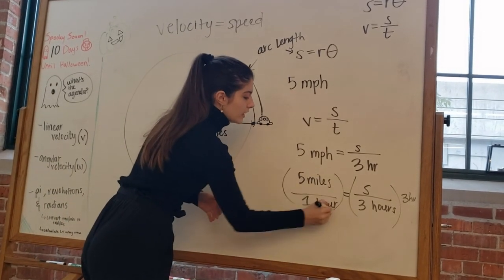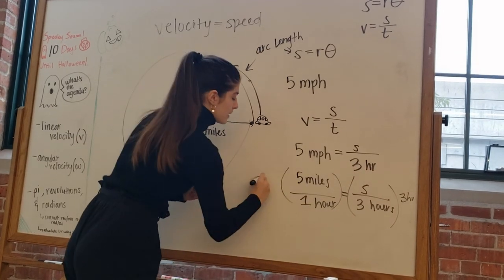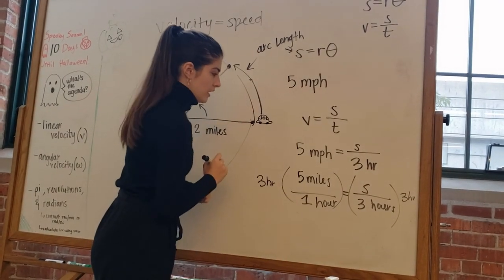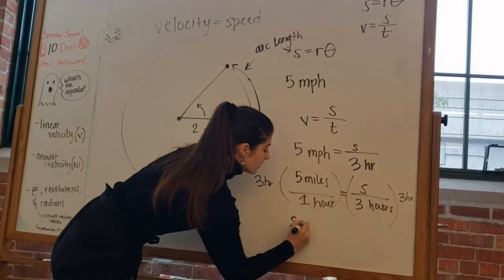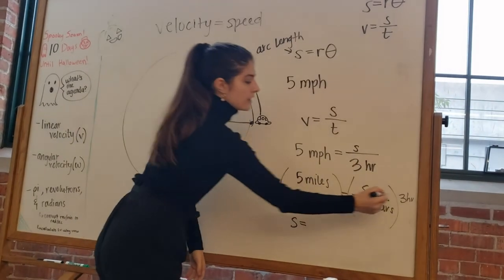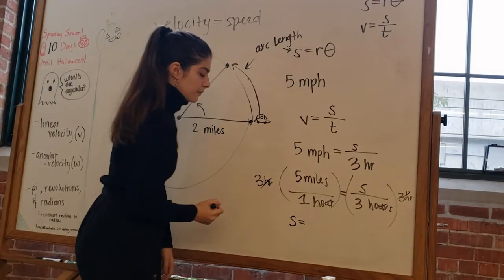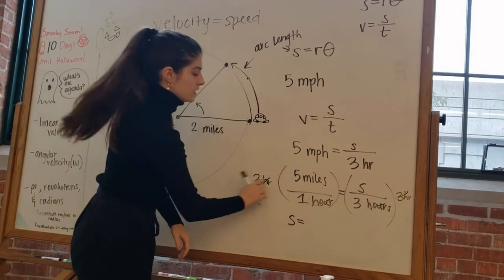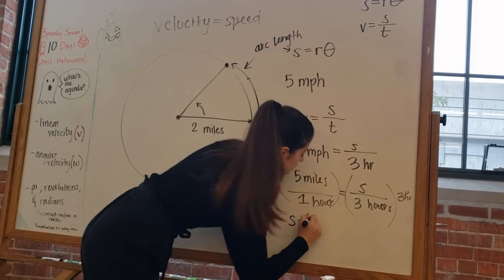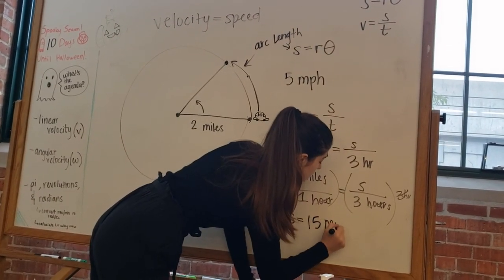So we multiplied this side by 3, we're going to multiply this side by 3. All right, and then we're going to get S equals, the hours are going to cross out, S equals 3 times 5, so that's 15 miles.